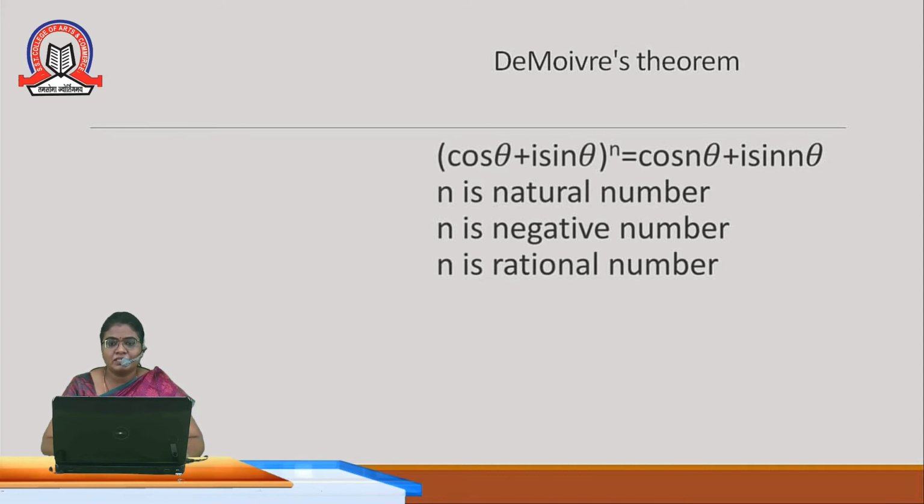What are the conditions for this n? n can be a natural number. Natural number means 1, 2, 3, etc., till infinity. n can be a negative number, meaning minus 1, minus 2, etc., till minus infinity. n can be a rational number. This is true for rational numbers also, this De Moivre's theorem. What is the rational number format? A by B form or p by q form, with the condition that the denominator should not be equal to 0. So b or q in the denominator should not be equal to 0.